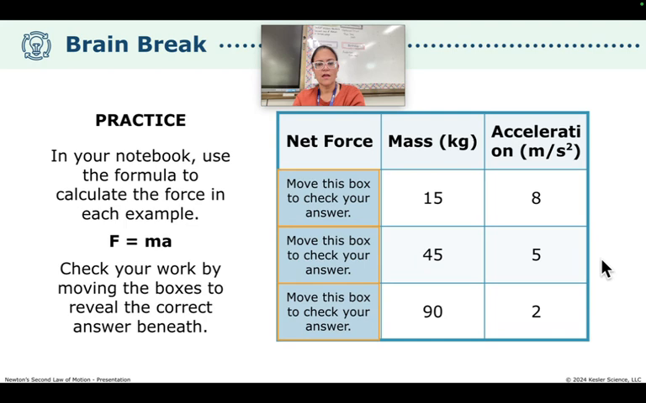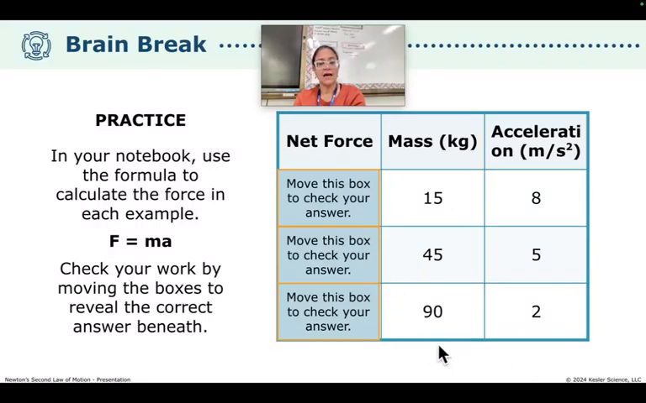So our second one, 45 times 5. So 45 kilograms times 5 meters per second squared. It's going to need a little bit more because it has quite a bit of mass. So again, you can pause, do your math, and come back. So 45 times 5. So 40 times 5 is 200. 5 times 5 is 25. So 45 times 5 is 225. Right? So that's how I do my math. I break it down into tens and the ones.